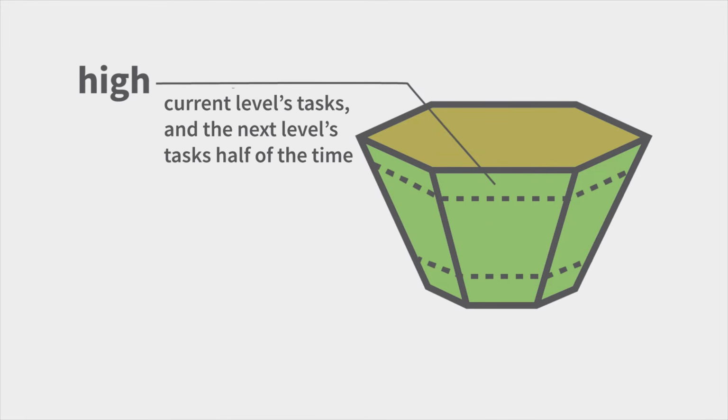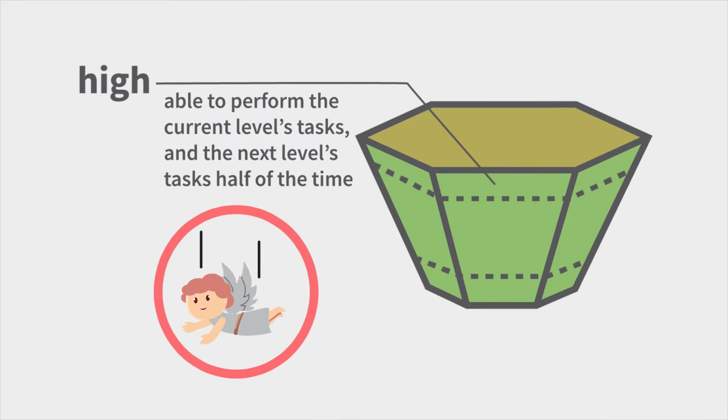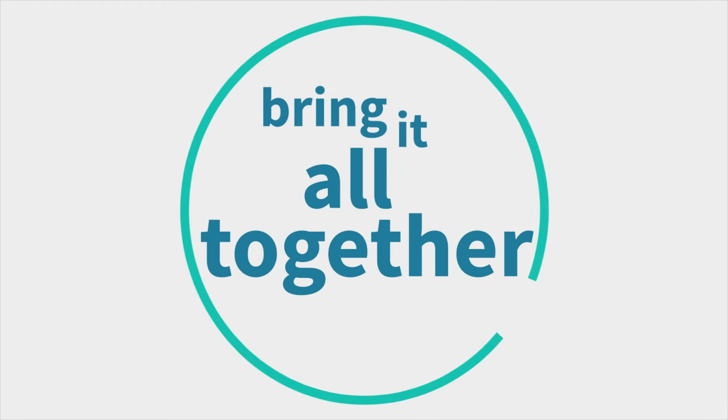Those at the high end can perform the current level's tasks and perform the next level's tasks half of the time, but are unable to sustain it. The ACTFL describes those in this sublevel as fallen angels because they are close to being at the next level but fall back to doing the current level. Let's use another analogy to help bring it all together.